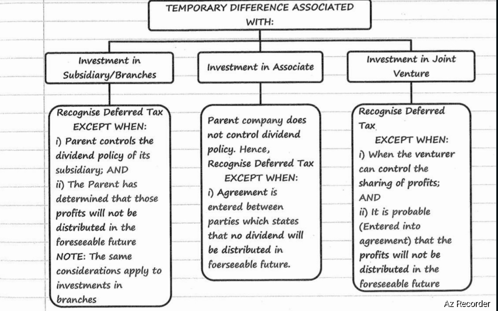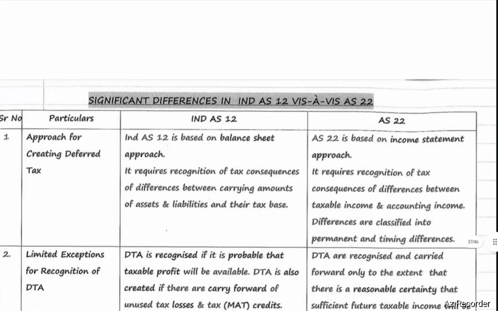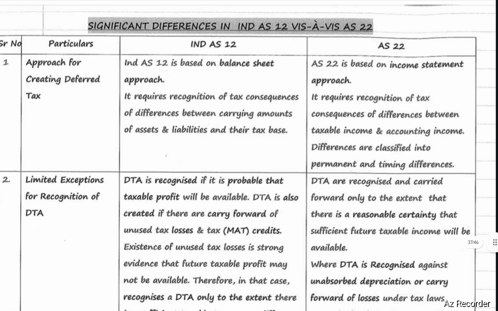Next, what is the difference between Ind AS 12 and AS 22? First one is regarding approach for creating deferred tax. Ind AS 12 is based on balance sheet approach. It requires a recognition of tax consequence of difference between carrying amount of assets and liabilities and the tax base. AS 22 is based on income statement approach. It requires a recognition of tax consequence of difference between taxable income and accounting income. Differences are classified into permanent and timing difference.